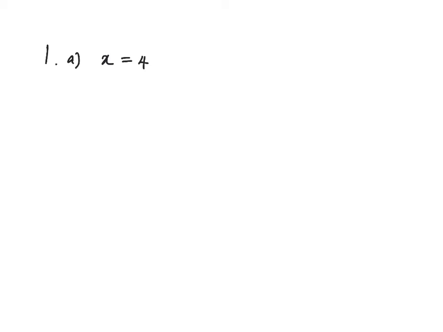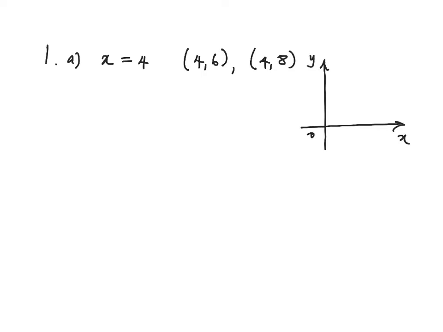x equals 4. That means that all the points which lie on the line have x coordinate equal to 4. Here are some points which have x coordinate equal to 4, and there are a whole lot of other ones. A rough sketch: x equals 4 is a vertical line cutting the x-axis at 4.